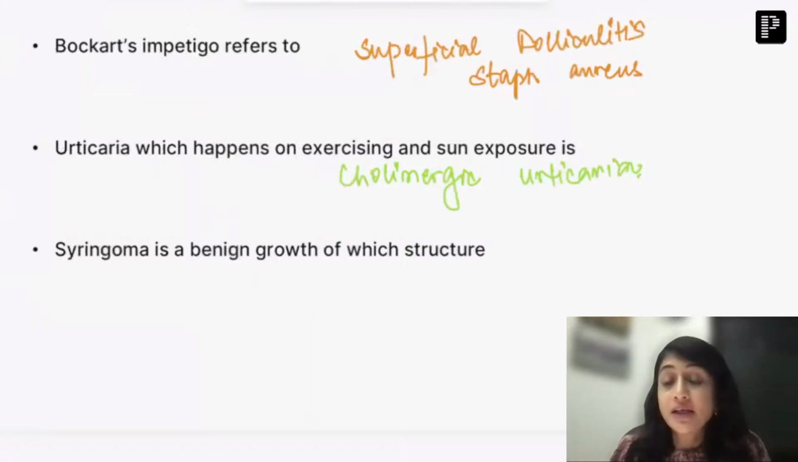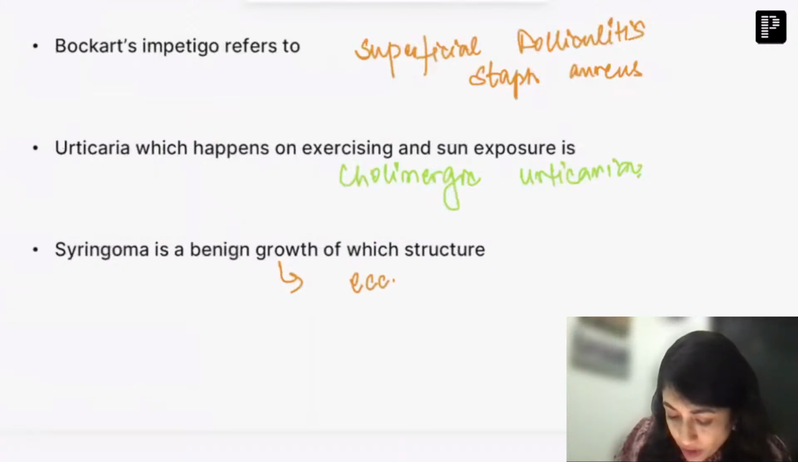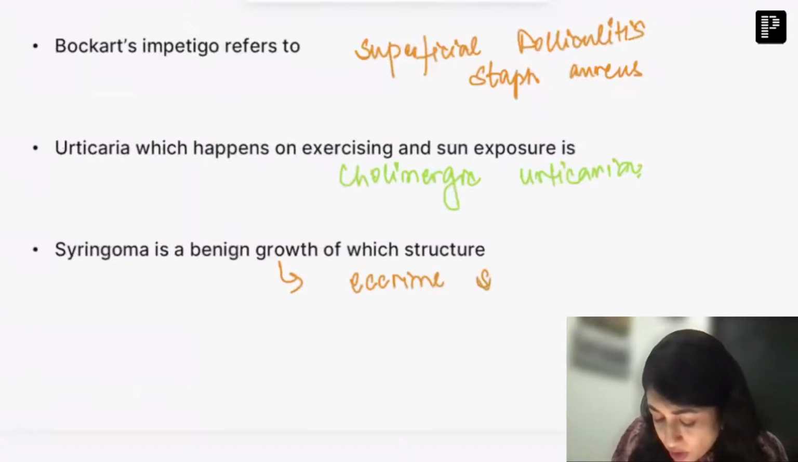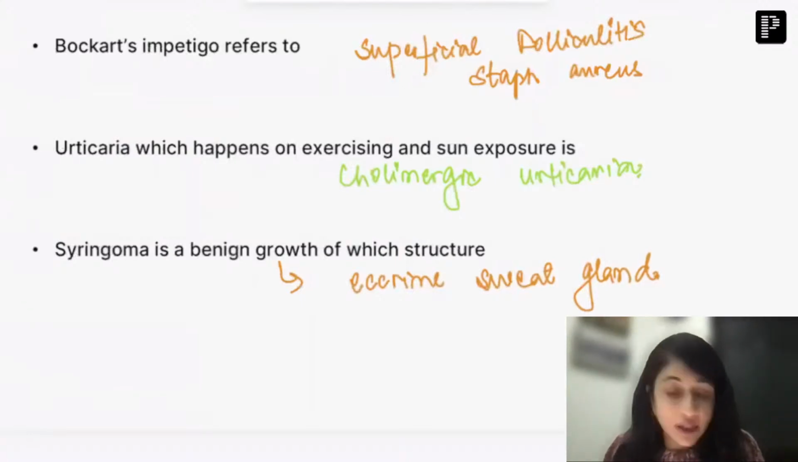It basically is because of involvement of the acrosyringium of the eccrine sweat gland. But you are absolutely right, it is a benign growth structure of the eccrine sweat gland. So, syringoma is a type of benign tumor which is caused by involvement of eccrine sweat glands.